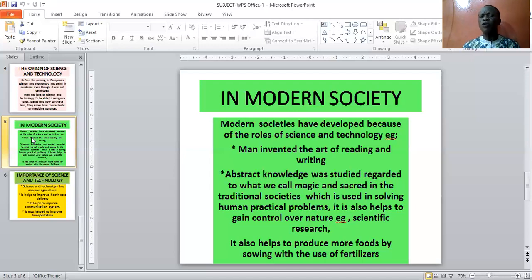It also helps to produce more foods by sowing with the use of fertilizers. You can be able to produce more foods by use of that. Okay, thousands of years ago, did our fathers know how to make what they call fertilizer? Let me tell you, people are living on chemical.